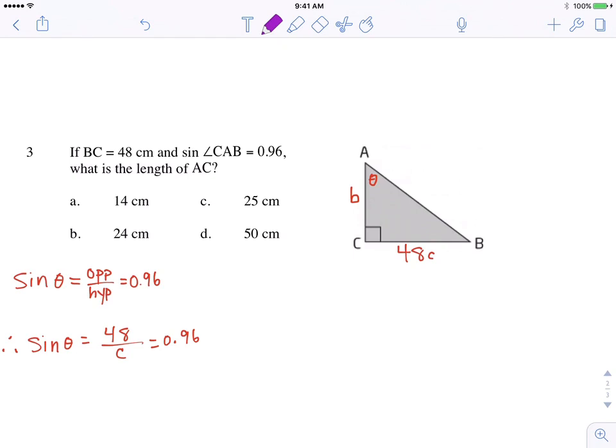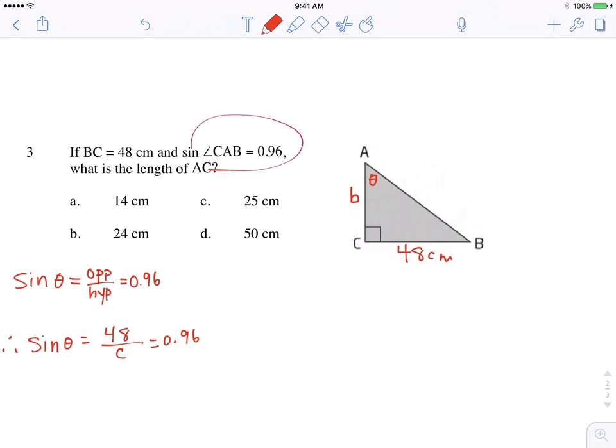So I've labeled AC, that's what we're looking for. I've labeled it b because opposite uppercase B, angle B, is side length lowercase b. Just like opposite uppercase C, the hypotenuse here would be lowercase c. And same thing with angle A, this opposite is side length a, and this is 48 centimeters. We're told BC is 48 centimeters, so I've put that in.